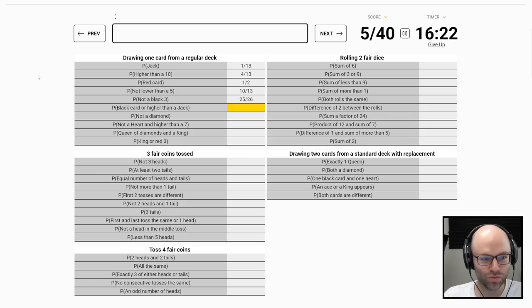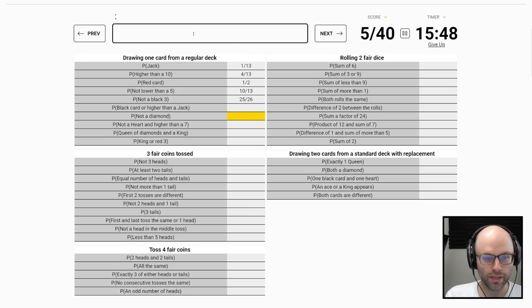But then, wait, it's 4 of 52. 4 of 52, but then half of them are already covered in the original set, which is higher than a jack. I'm going to say that this is 26 of 52 plus 4 in 52. I'm going to say this is 30 in 52. I'm going to say it's 15 in 26. I have to pass it.